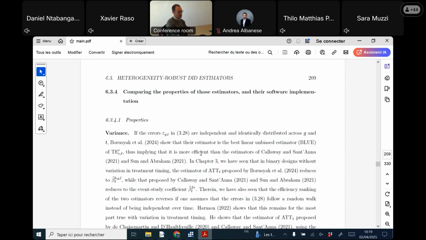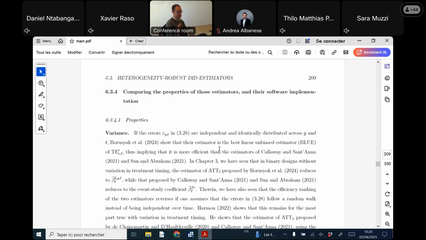Now, we've seen in chapter 3, we've actually already discussed this result, because we saw that the estimator we discussed there, where instead of using just t-1 as the baseline, we were using the average of all pre-treatment periods, that was actually just the Borusyak, Liu, and Gardner estimator in this context. And also I should say that without variation in treatment timing, the Callaway-Sant'Anna and Sun-Abraham estimators reduce to the standard event study estimator.